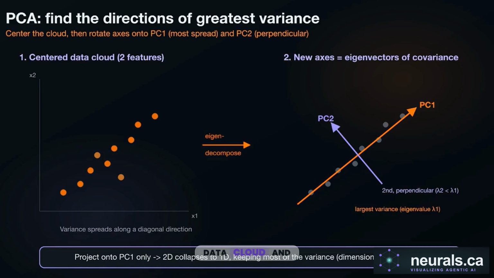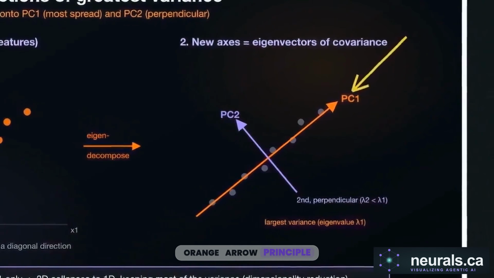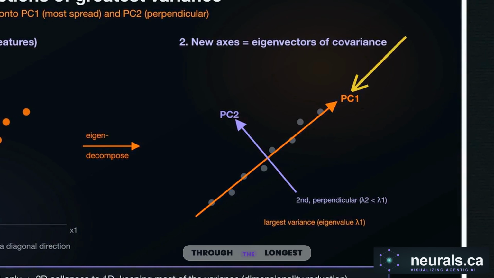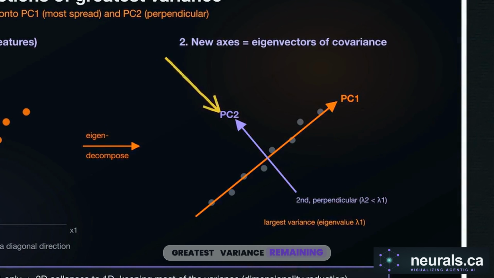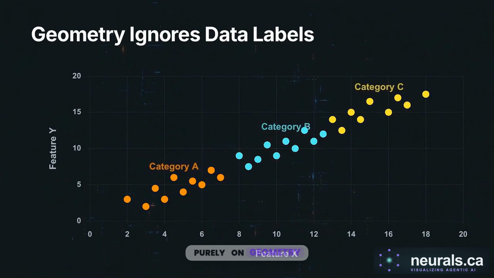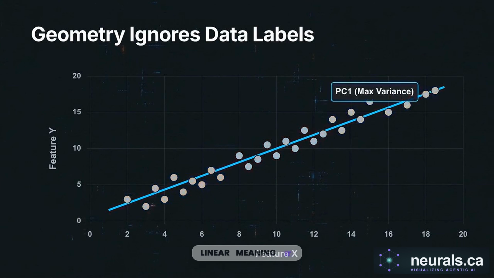PCA centers the data cloud and rotates the axes, aligning the new axis with the greatest spread. The orange arrow, Principal Component 1, shoots through the longest variance. The violet arrow, Component 2, captures the next greatest variance, remaining perfectly perpendicular. Because this process relies purely on geometry, it is unsupervised. It doesn't look at data labels or categories. It is also strictly linear, meaning it only builds straight lines through the data.